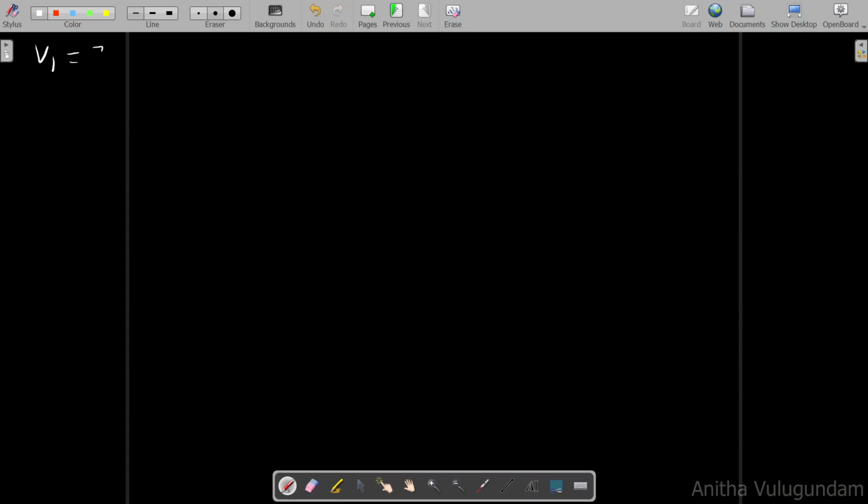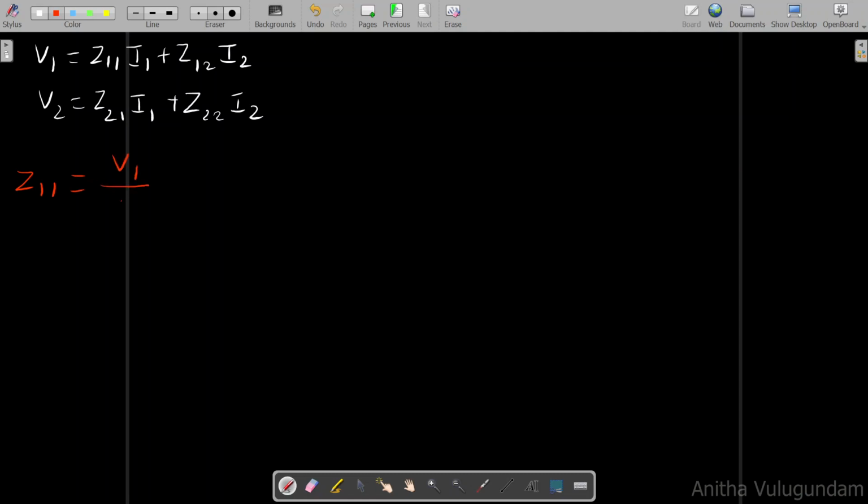Let me rewrite the equations. V1 equal to Z11 I1 plus Z12 I2. V2 equal to Z21 I1 plus Z22 I2. Z11 can be written as V1 by I1 when I2 equal to 0. Whenever this term becomes 0, we can have Z11 equal to V1 divided by I1, when I2 becomes 0. So Z11 equal to V1 by I1 when I2 equal to 0.